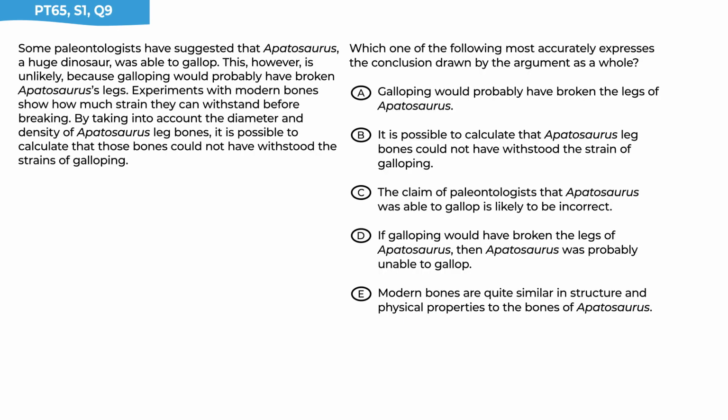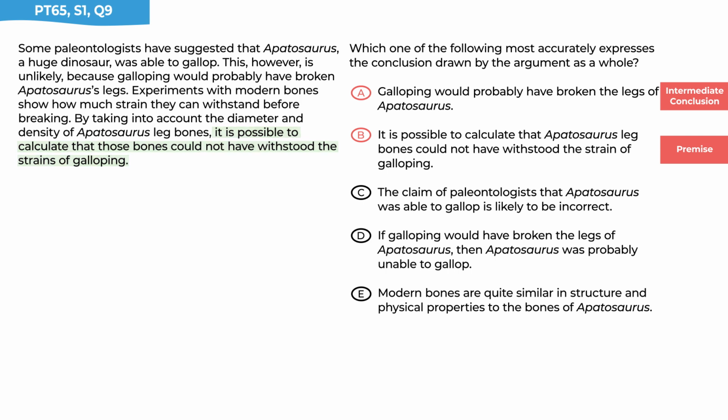If we look at answer choice A, galloping would probably have broken the legs of Apatosaurus. We can find that in the argument. But that's not the conclusion. That's the intermediate conclusion on the way to the main conclusion. So answer choice A is wrong. Answer choice B says it is possible to calculate that Apatosaurus's leg could not have withstood the strain of galloping. And that is in the argument, but again, that's in the green part of the argument, which means that it's evidence used to support the intermediate conclusion.